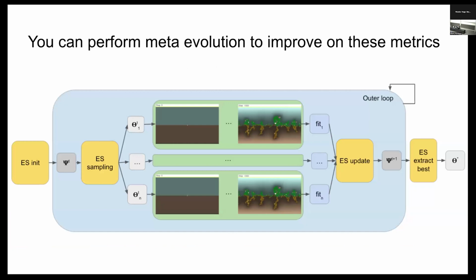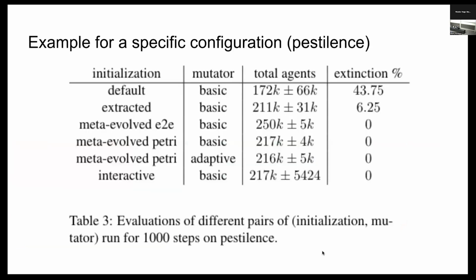So I was telling you that you can perform meta-evolution. I call it meta-evolution because, again, in every single simulation, plants evolve by themselves. With meta-evolution, you just simulate an entire run for, let's say, 1,000 or 10,000 steps, and then compute a fitness function, for example, number of agents or extinction event. And then you do an update based on the sampling that you've done.